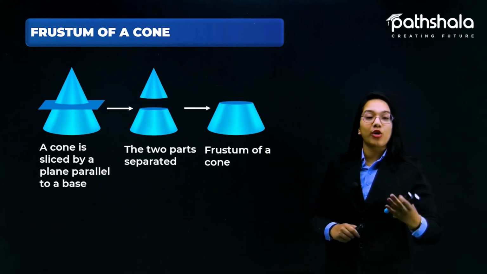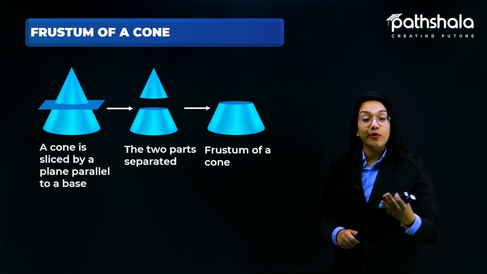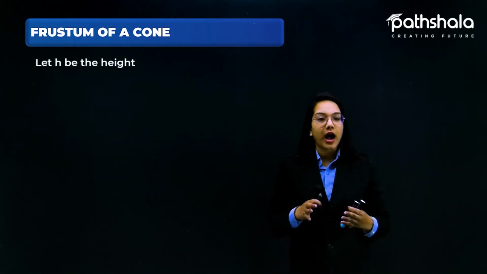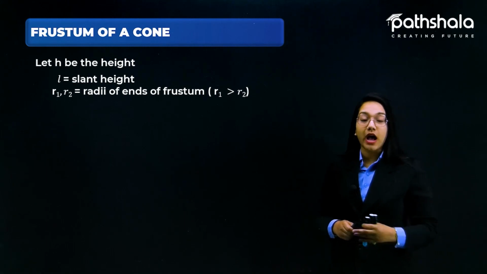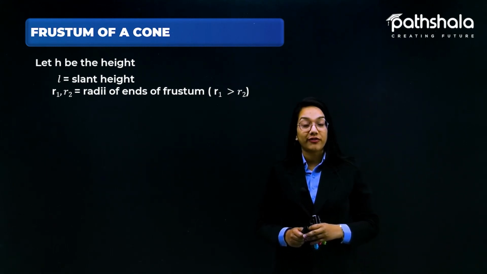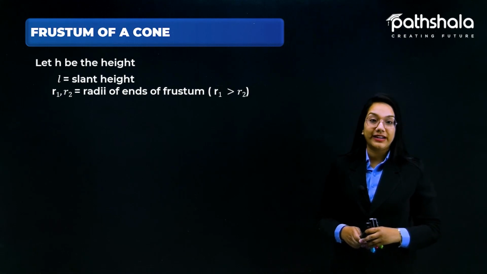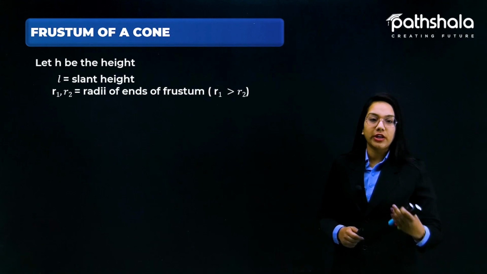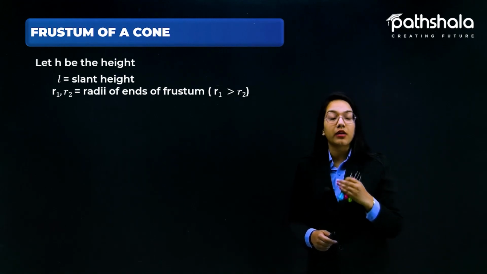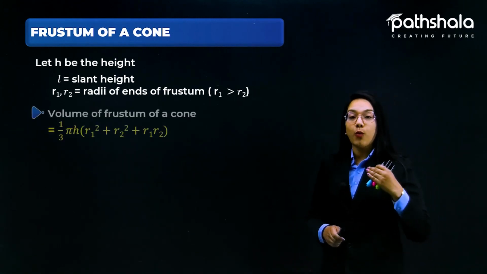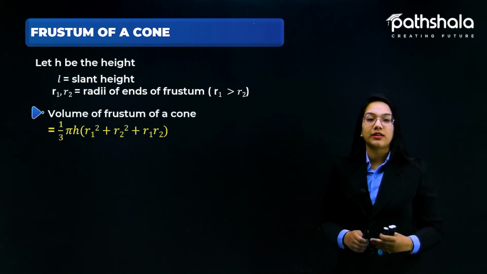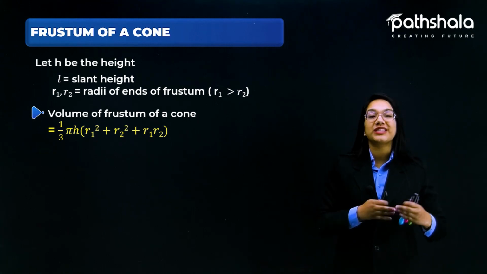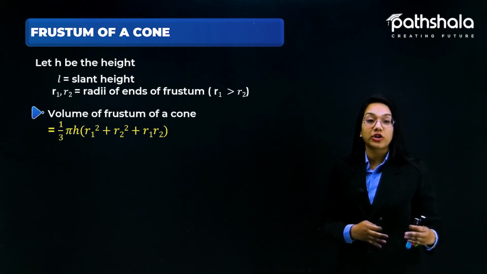So let's generate a formula for the volume of the frustum of a cone and for other such quantities. Let h be the height of the frustum, l the slant height, and r1, r2 the radii of the ends of the frustum, where r1 is greater than r2. That means r1 is the base radius of the frustum and r2 is the upper radius. Now the volume of the frustum of the cone is pi by 3 h into r1 square plus r2 square plus r1 r2.